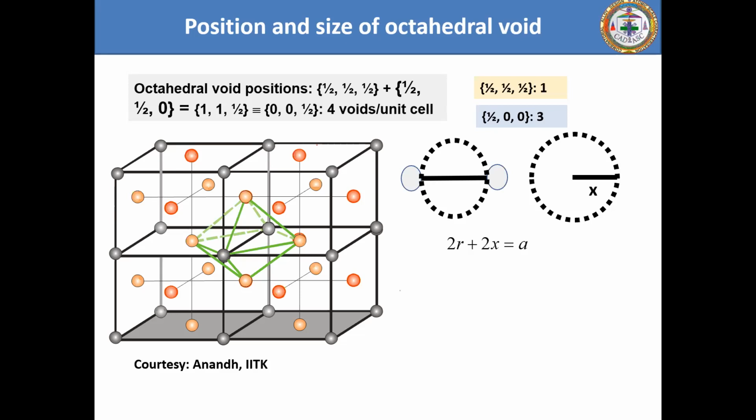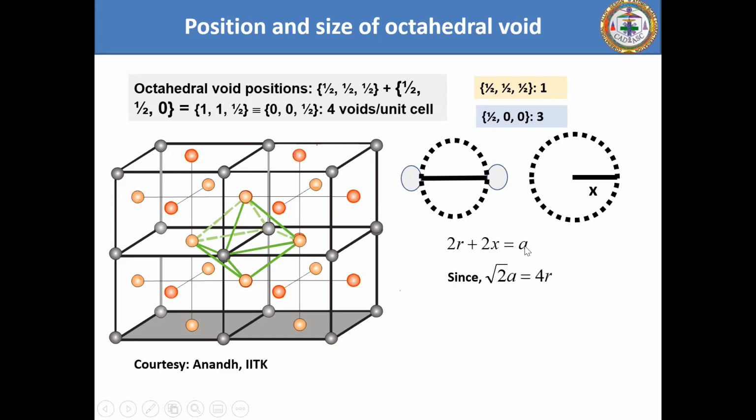If you don't know what a lattice parameter is, you can ask me now, no problem. I can tell you. But I think they might have taught this in class 11 and 12. We know the lattice parameter. So this is 2x, since x plus x is 2x. This is r, this is r. So r plus x plus r plus x is 2r plus 2x, which is equal to a.